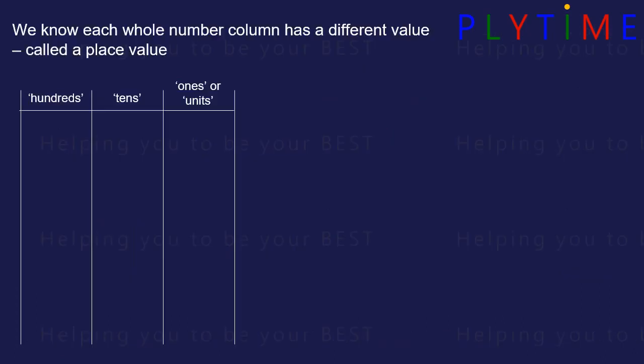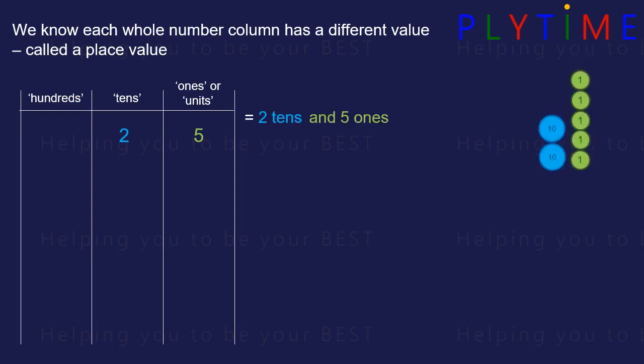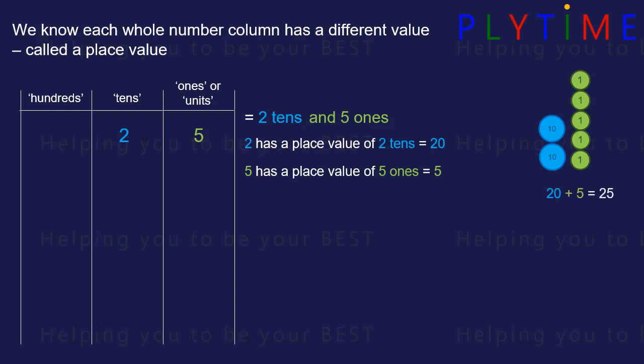We know each whole number column has a different value called a place value. So 25 is 2 tens and 5 ones. 2 has a place value of 2 tens or 20. 5 has a place value of 5 ones or 5. 20 plus 5 is 25.